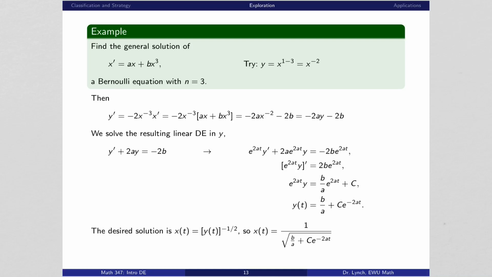Okay, so that's it for part 1 of first order linear differential equations: classification, strategy, and exploration. More on applications of those differential equations in part 2. So long for now.